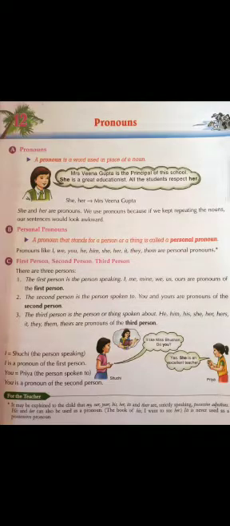And third person, the third person is the person or a thing spoken about. जिसके बारे में बात हो रही है, that is the third person. It can be a person or even a non-living thing. He, she, his, her, him, they, their are all third person pronouns.